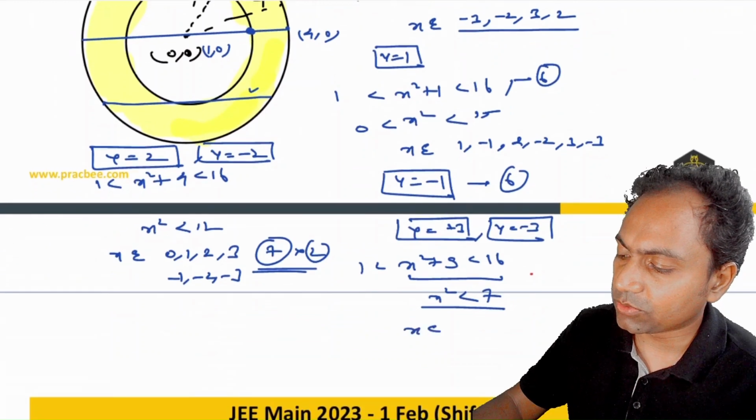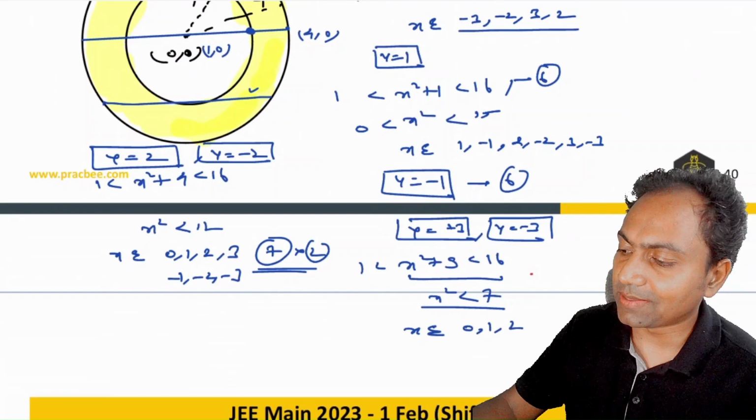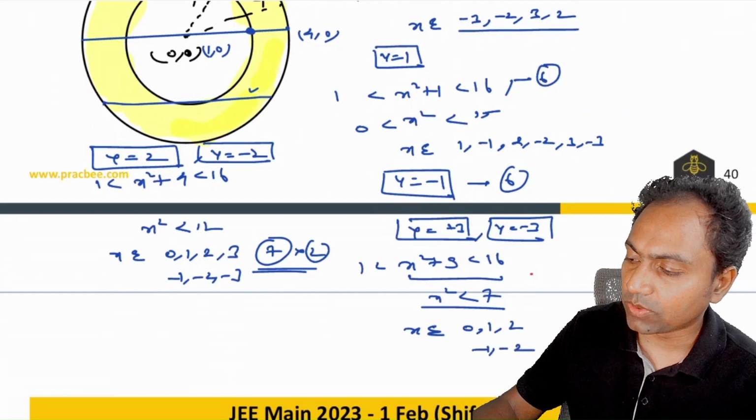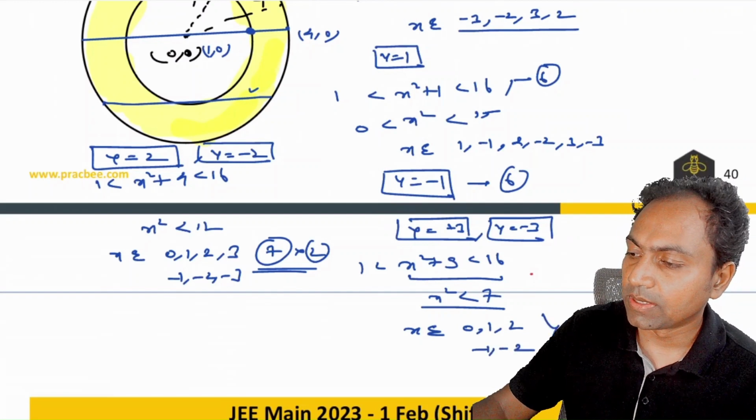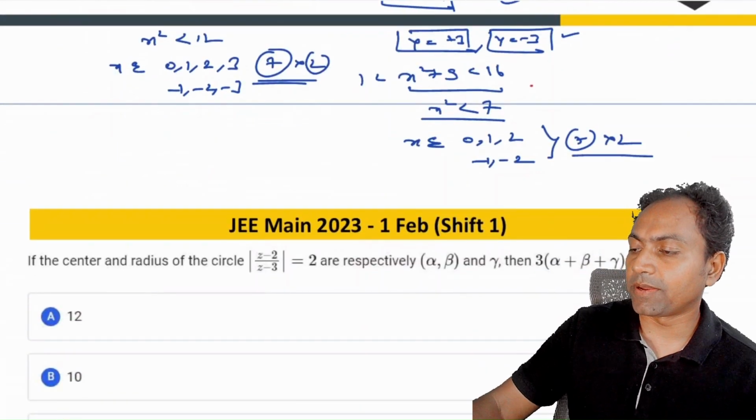So possible values of x are nothing but 0, 1, 2. Because at 3 it will become 9, and correspondingly -2 and -1. So you can see that again 5 values. Since we are also considering for y is equal to -3, we will have to multiply by 2 here.